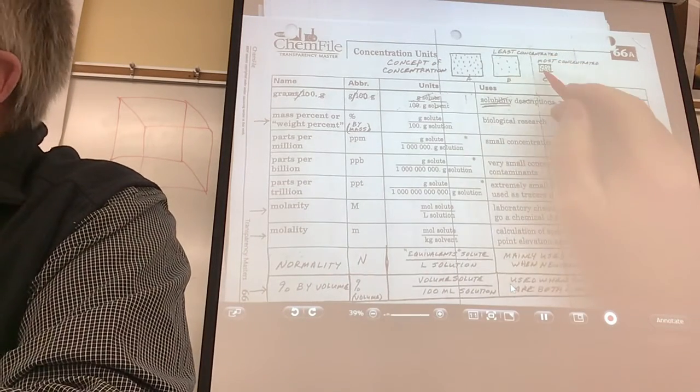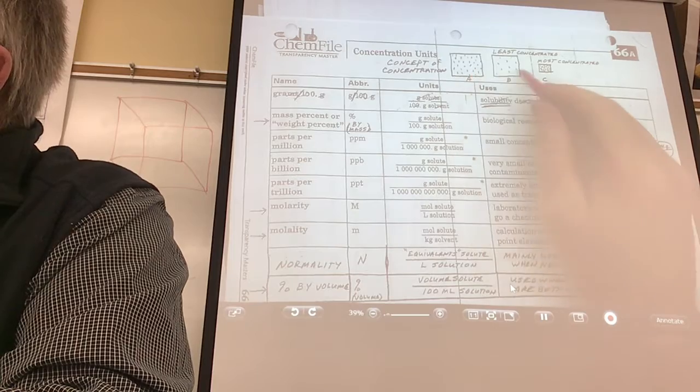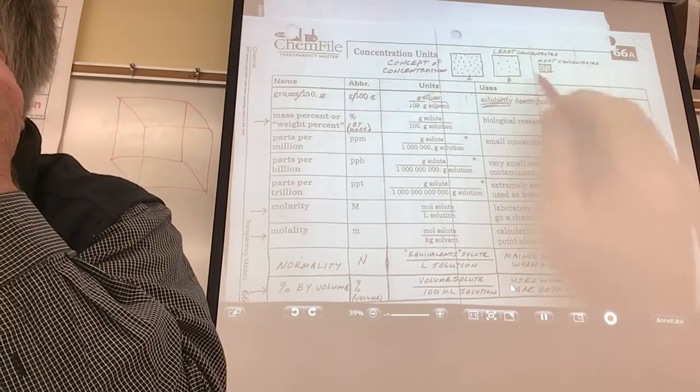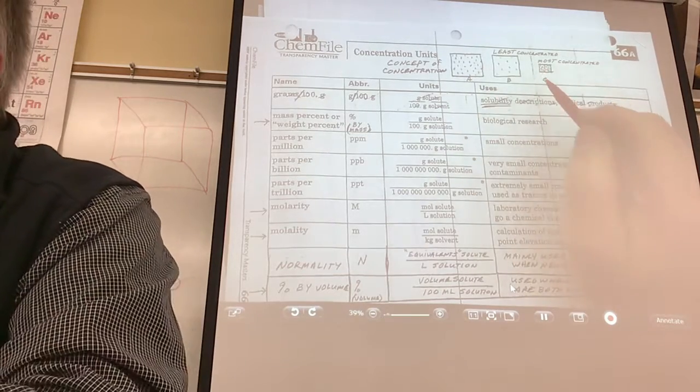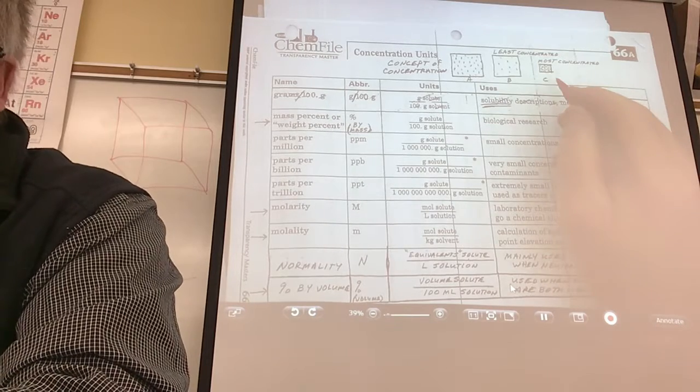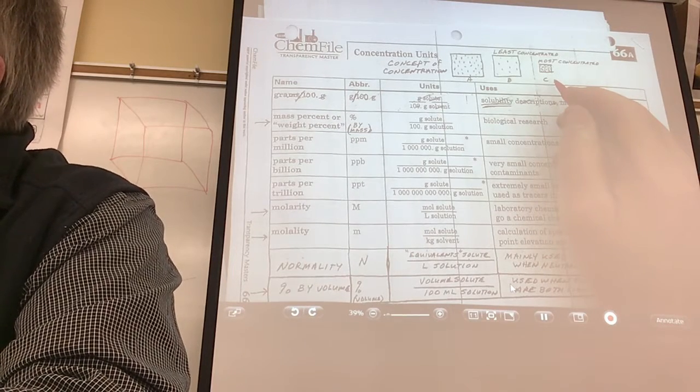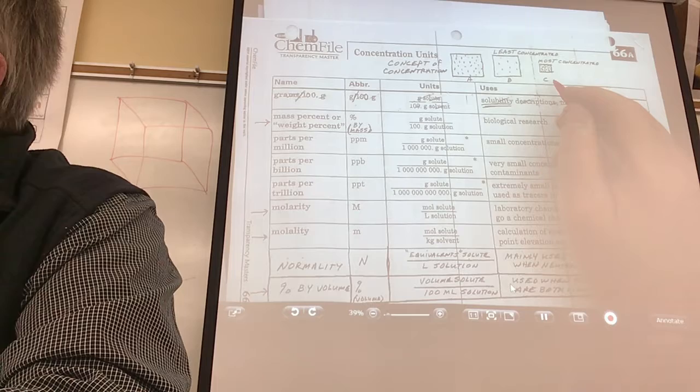Which one of these is most concentrated? C. And so you understand that. It's kind of like density, isn't it? Yeah. But watch. Here's where a lot of you get fooled.